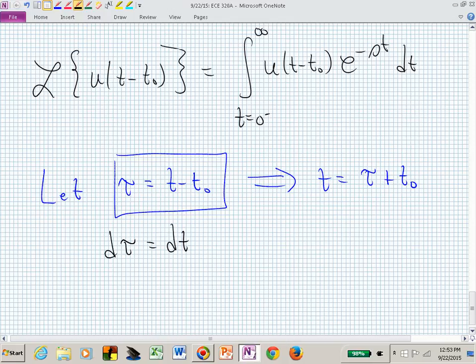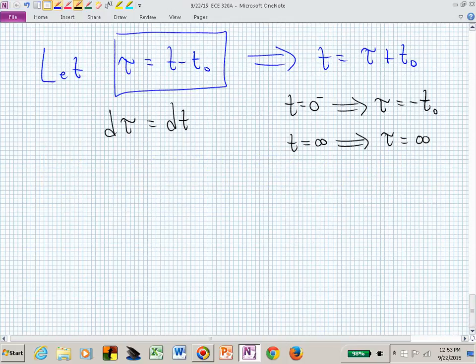What about our limits of integration? We had one limit that was t equals 0 minus. Now if we use what's in the box, if we plug in t equals 0 minus, what is tau going to equal? Minus t naught. The lower limit now is minus t naught. What about when t goes all the way to infinity? What's tau? That's also infinity. Now we've done a change of variable in our integral.